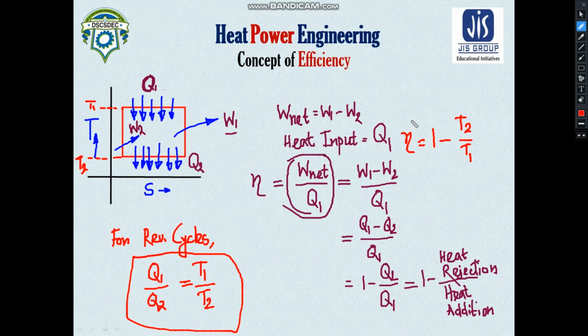So the concept of efficiency is that output divided by input. What is the output here? The work is the output. The mechanical work is the output. What is the input here? The thermal energy is the input. The heat addition is the input. Okay. So output divided by input. And you can also express in this format, 1 minus heat rejection divided by heat addition. And for reversible processes or reversible cycles, this can be an expression too. Okay, so these are the concepts of efficiency.